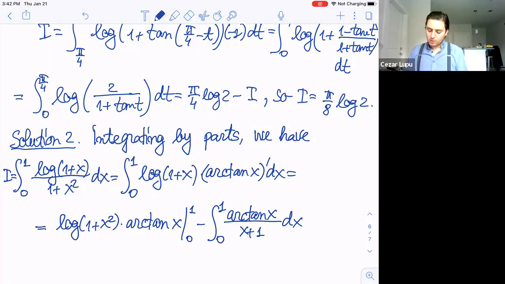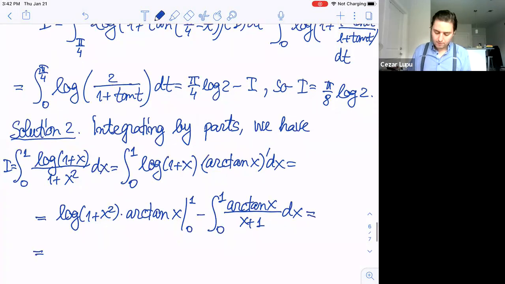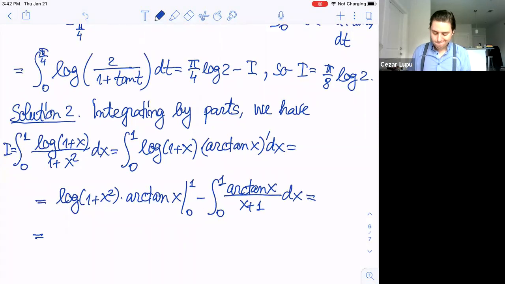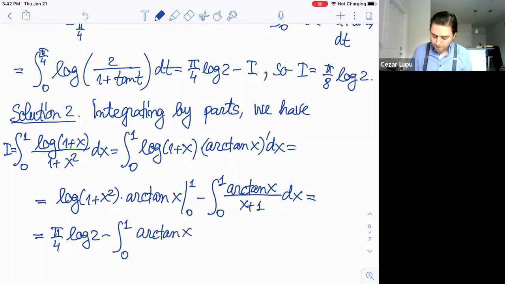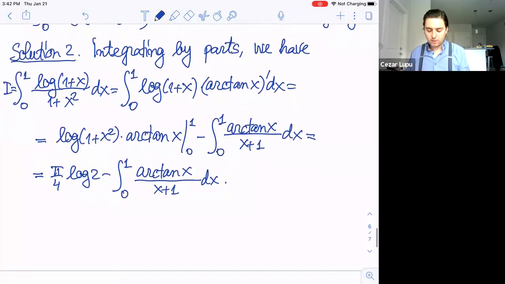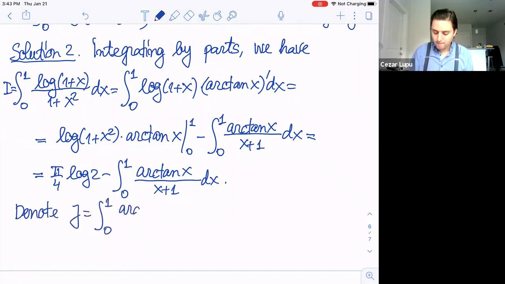All right, which will give us, if we plug it in, pi over 4 log 2 minus this integral, minus the integral from 0 to 1 of arctan of x over x plus 1 dx. So now let's denote this integral by j, and let's play around with it. So now it looks a little bit more human.